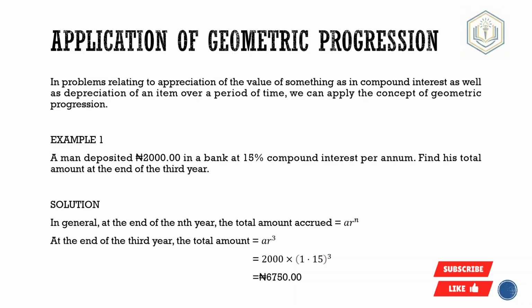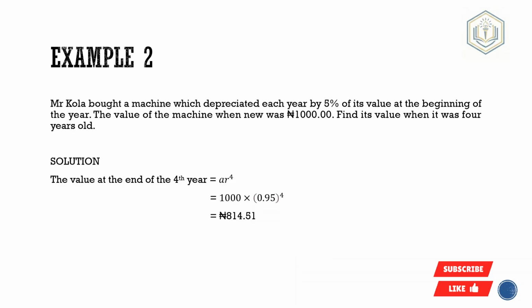So the total amount for those 3 years is going to be 6,750 naira. So then we have depreciation here. Mr. Kola bought a machine which depreciated each year by 5% of its value at the beginning of the year. The value of the machine when new was 1,000 naira. Find its value when it was 4 years old. Each year it depreciates by 5%, which means a 5% reduction.